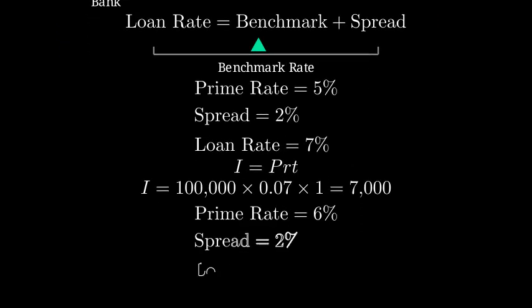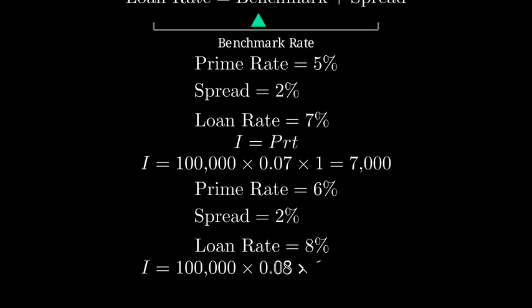What happens if the benchmark changes? Let's say the prime rate rises to 6%. The spread is still 2%, so the loan rate becomes 8%. That means the interest cost goes up. This is the key idea behind the phrase: the interest rate is tied to a benchmark.